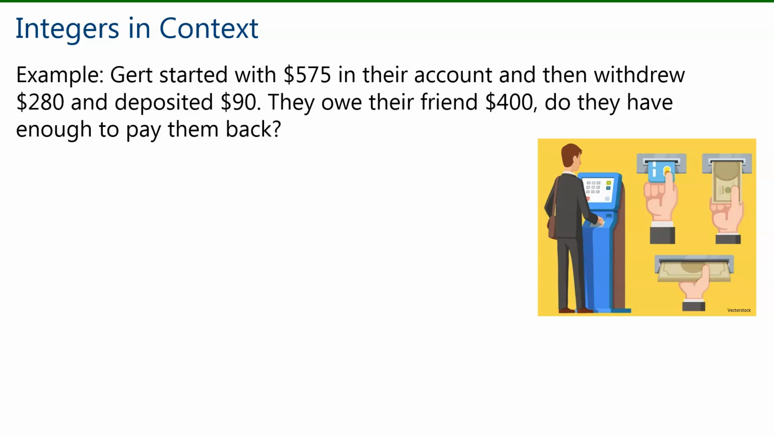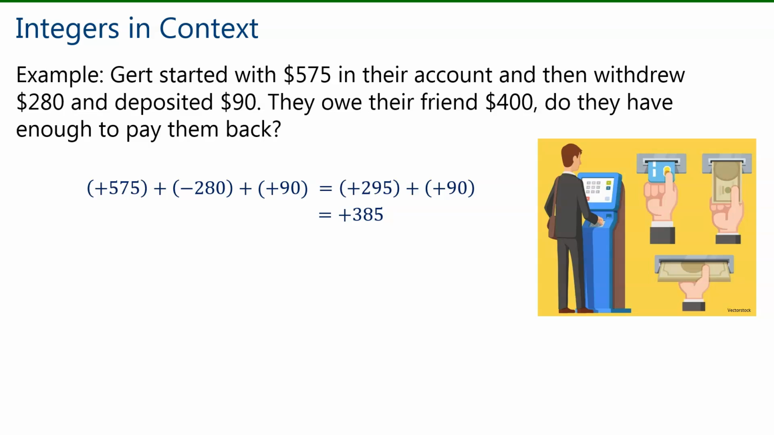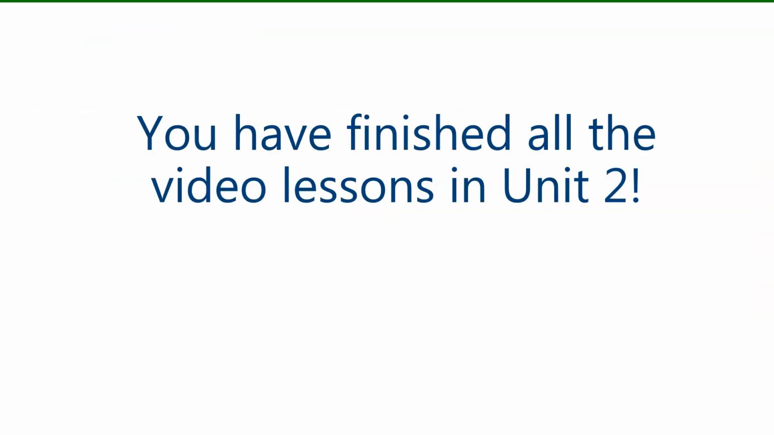So putting all that together, we get this expression, 575 plus -280 plus 90. So just adding the first 2 integers first, 575 plus -280 would give you +295. Now we need to add 90 onto that for a total of $385. So now the question wants us to determine if they have enough money to pay their friend back $400. So the answer is no. Gert is actually $15 short.